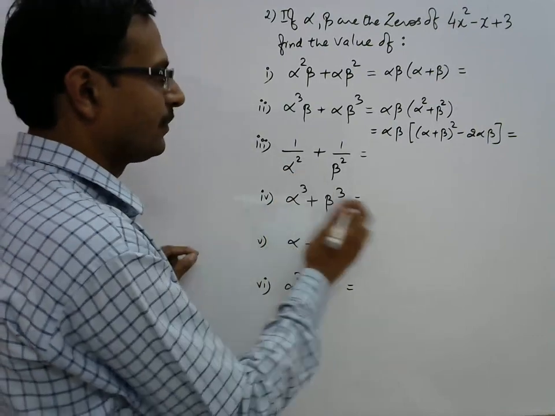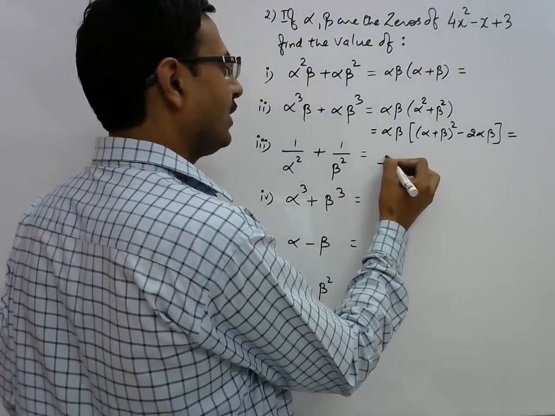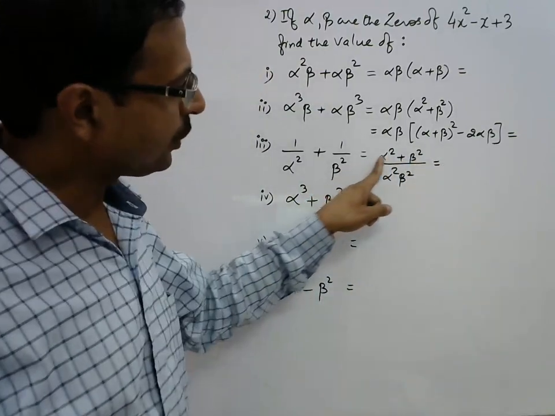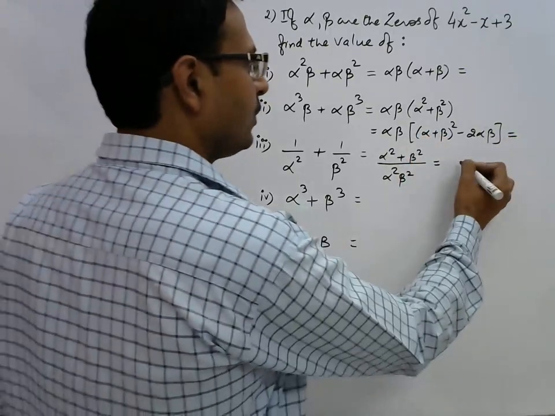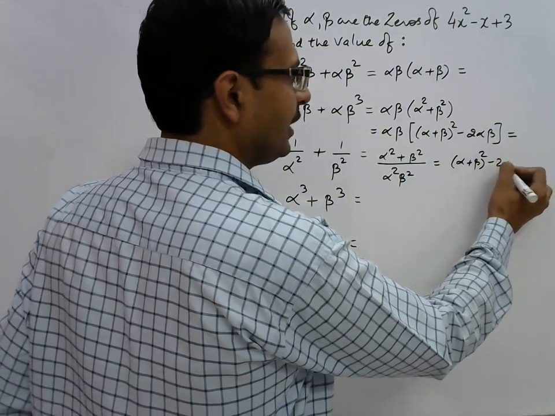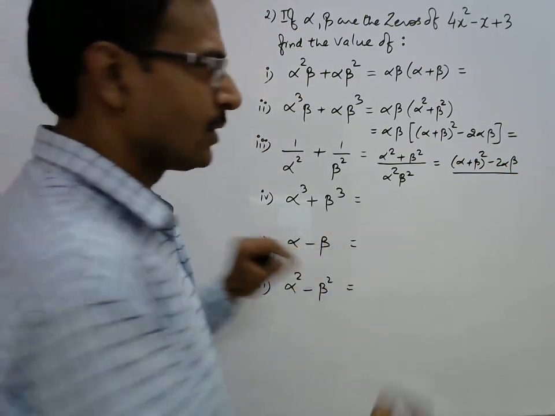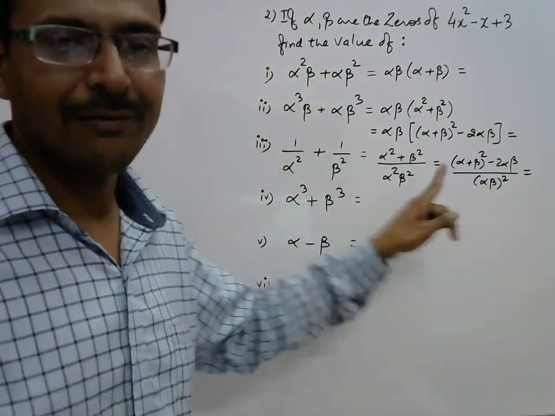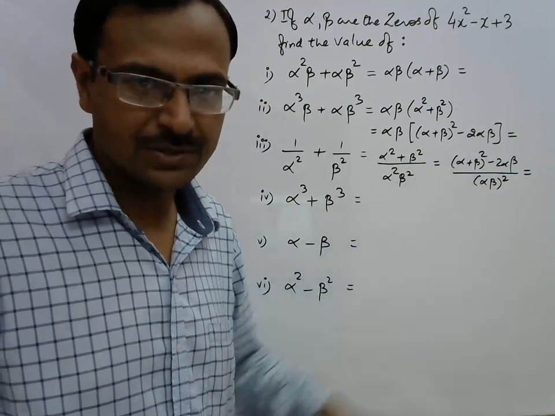Now the third part. Now see, take LCM, alpha square beta square. In the numerator you will have alpha square plus beta square. So again in the numerator you have alpha square plus beta square. So same identity will work here also in the numerator. So this is alpha plus beta whole square minus 2 alpha beta. And in the denominator you have alpha square beta square. So alpha beta whole square. Now you can put the values because I have converted that into the same two expressions.